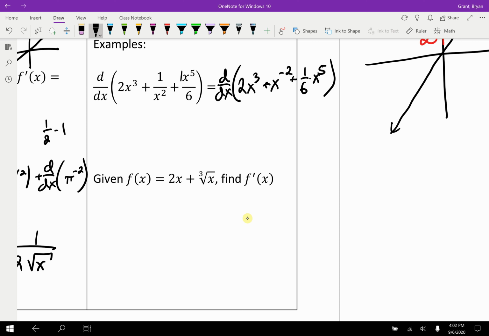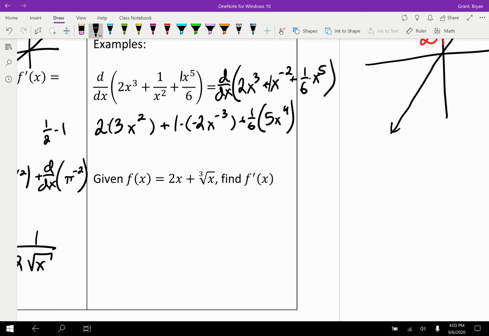d dx of 2x cubed. Well, how are we going to do this? The constant is going to stay here. It's going to ignore everything else, and we're just going to work the derivative of x cubed. The 3 comes down, x, and then we reduce the power by 1. Let's work the second one. Plus, we can think of an invisible 1 here if you want, and when we work x to the negative second, it becomes negative 2x, reduce the power, smaller, so negative 3, and last 1/6, and same thing, 5x, reduce the power to get 4.